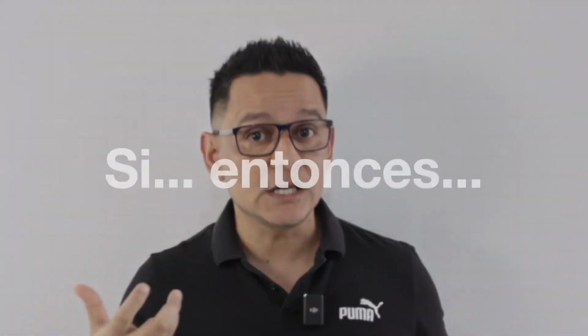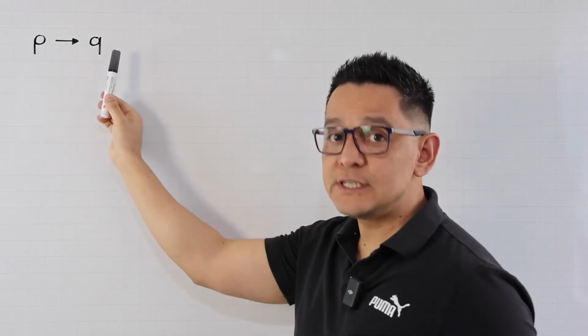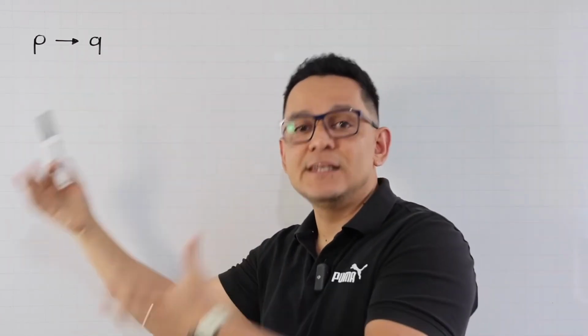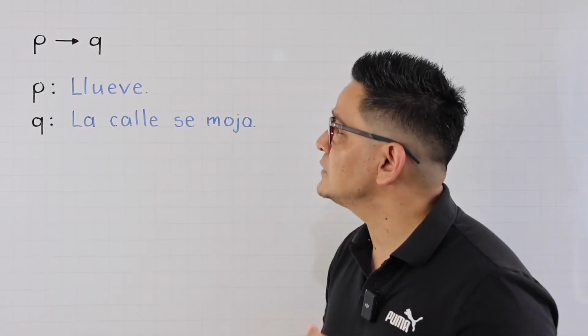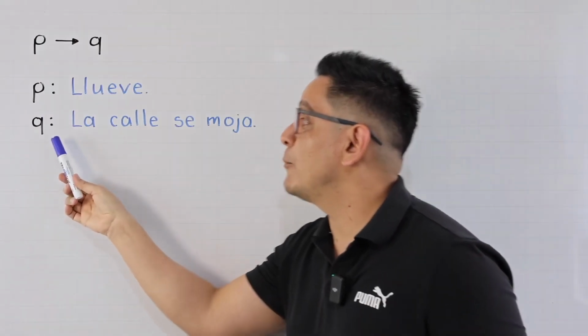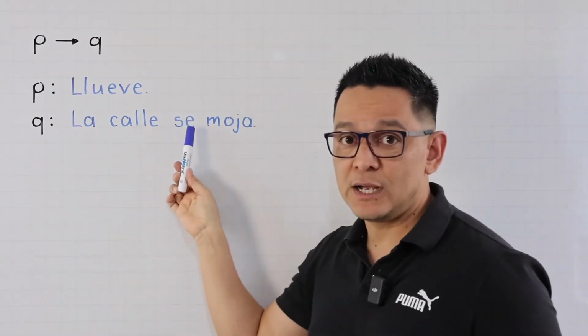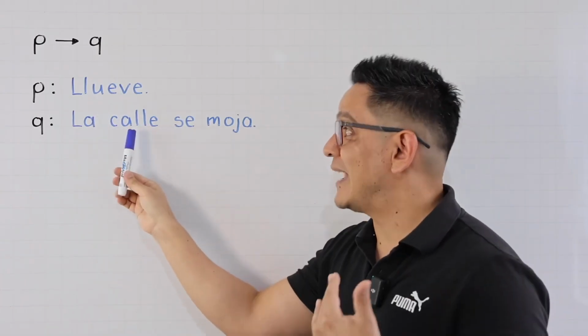The conditional is a compound proposition that connects two propositions using the expression if, then. Its symbol is this. This is read as if P, then Q. P is called the antecedent and Q is called the consequent. For example, let's say that P is the simple proposition it rains and Q is the simple proposition the street gets wet. So the conditional would be if it rains, then the street gets wet.